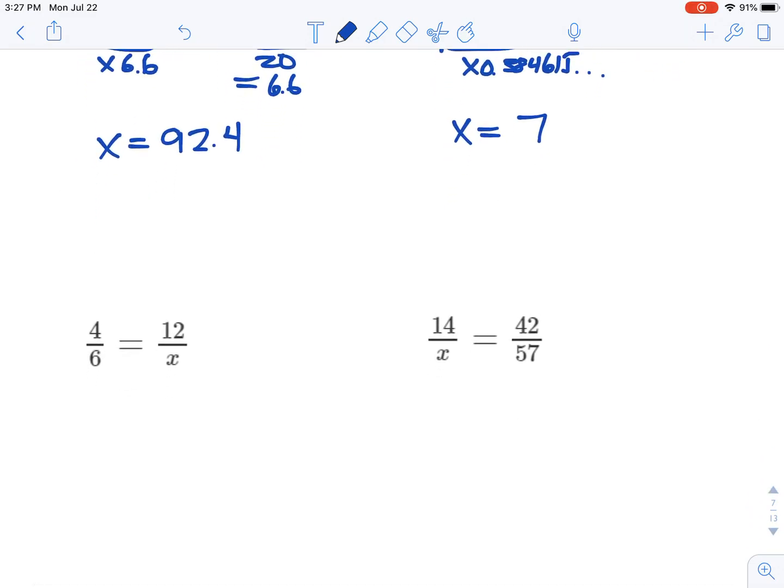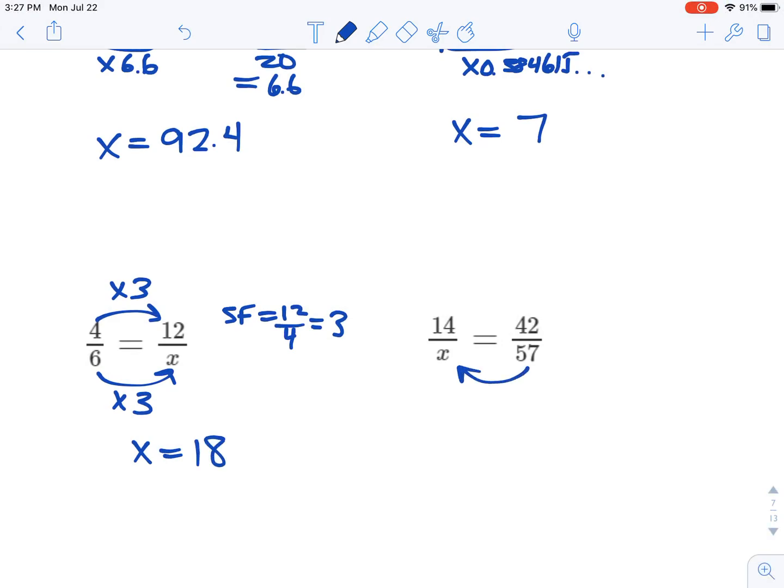Couple more examples here. We want to point towards x, so we're going to do 4 becoming 12. For the scale factor, it'd be 12 divided by 4, which is pretty easy to do in your head. That's just times 3. So this is just times 3, so x is 18.